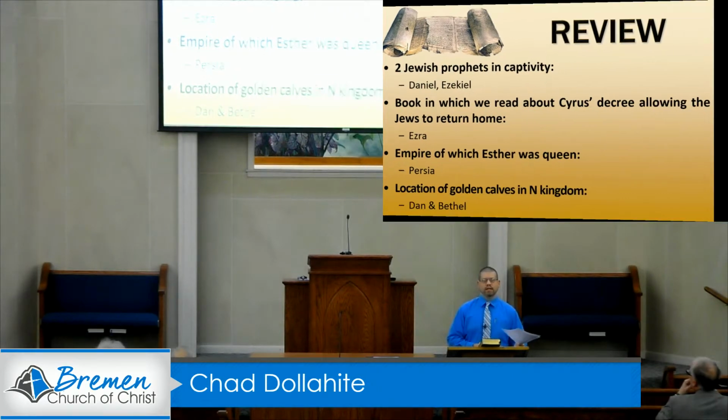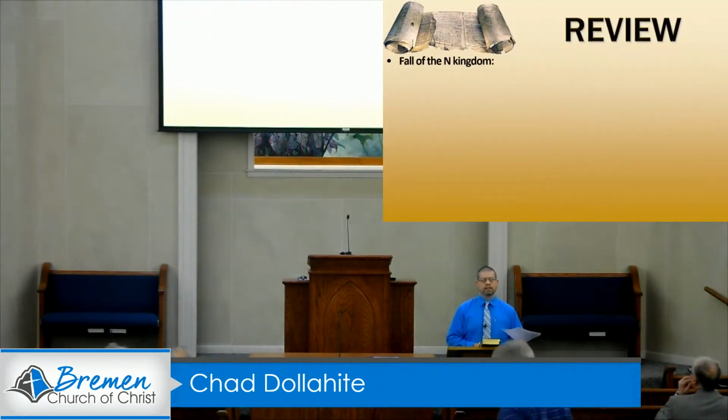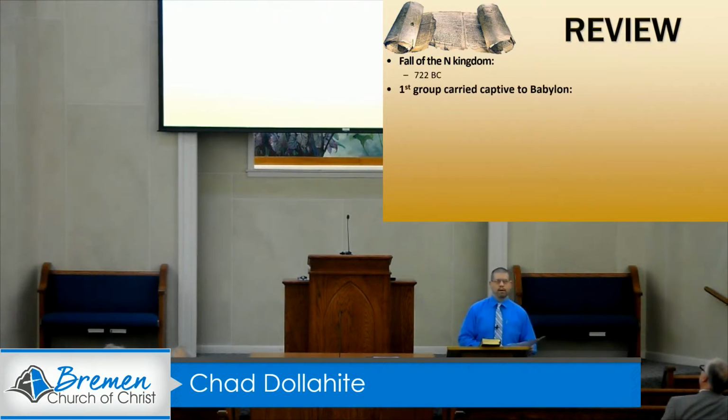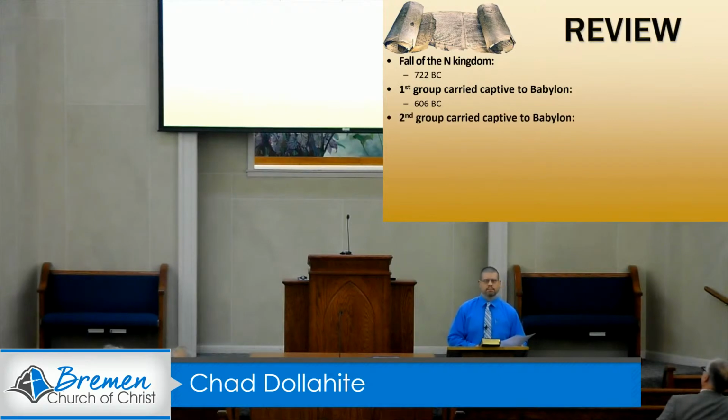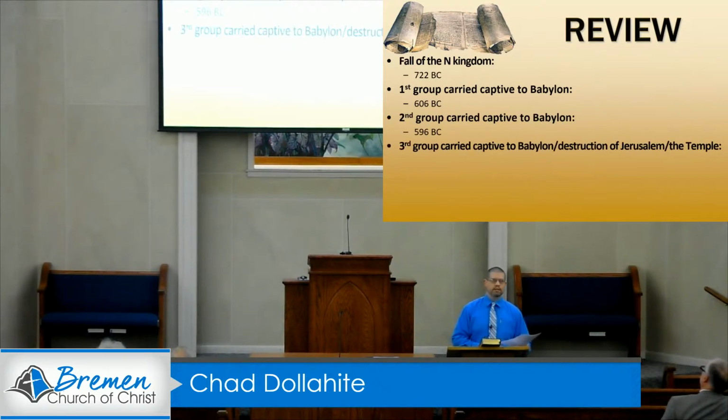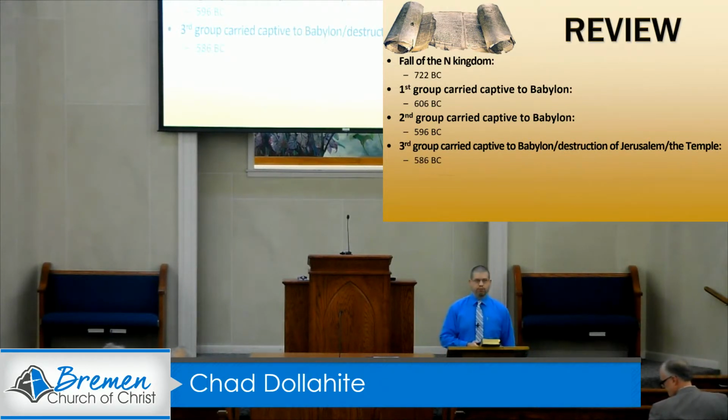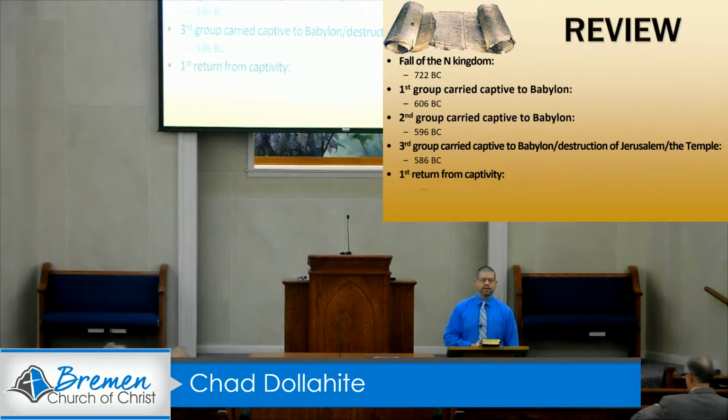We mentioned that, Dan and Bethel. Next to last slide here. Fall of the northern kingdom. 721, 722 BC. First group carried to Babylon. 606. Second group. Subtract 10, 596. Subtract 10 for the third group. 586. That's when Jerusalem was destroyed and the temple was destroyed. First return from captivity happens in 536, and of course the 70 years goes to the 606 date.